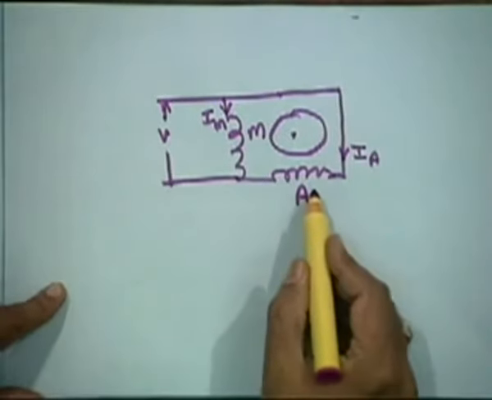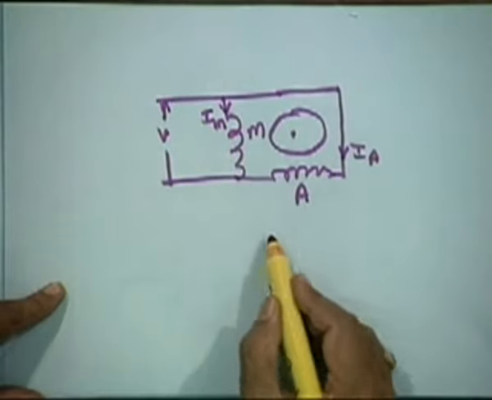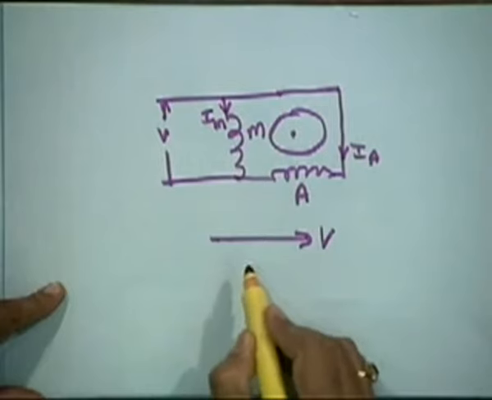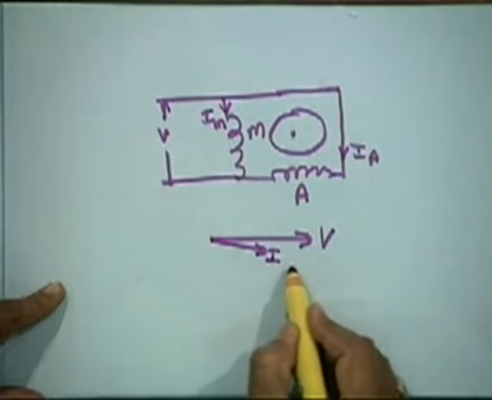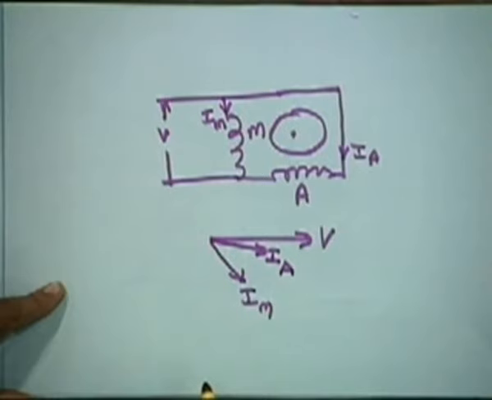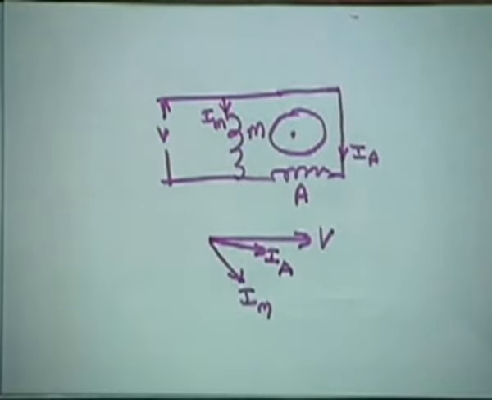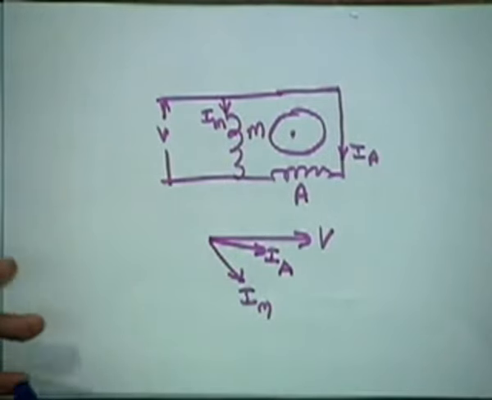Since A winding is leading M winding, all you have to do is somehow make A lead M. Supposing this is the voltage V vector, you have to somehow make this IA and this IM, right? How do you do that? What should be the impedances of these windings? I mean, when will it lead, when will it lag? When the impedance is more inductive, it will lag, and when less inductive, it will lead.